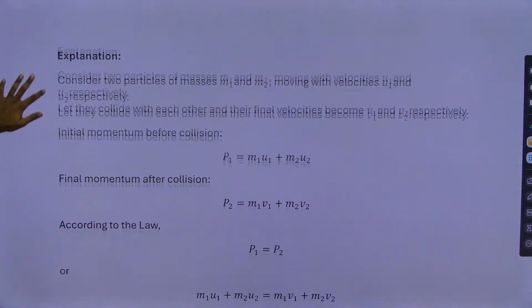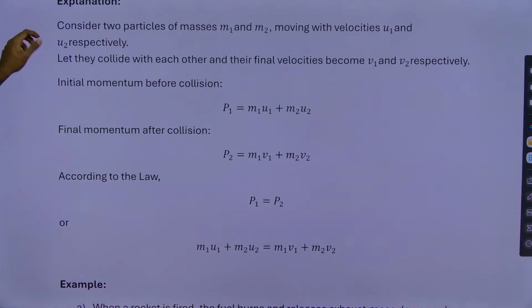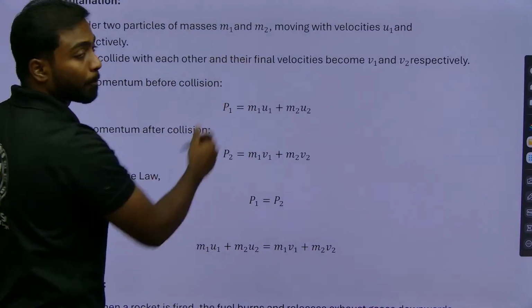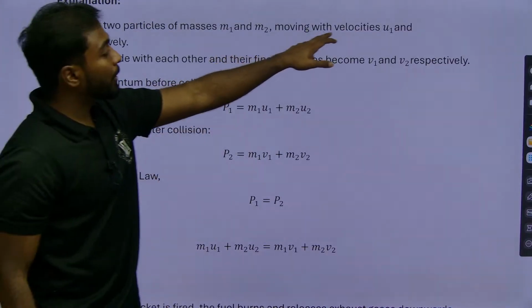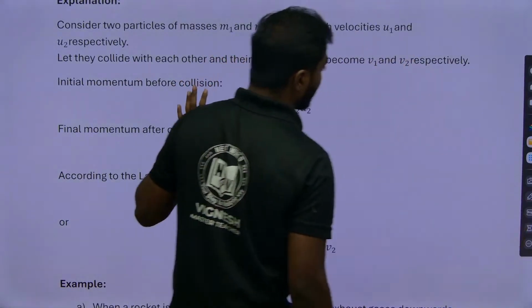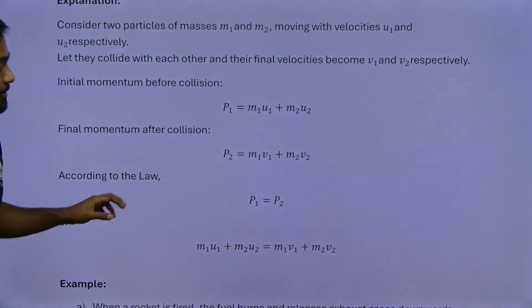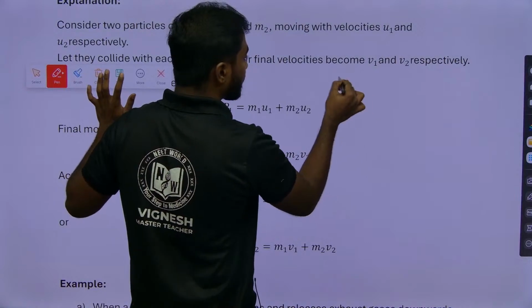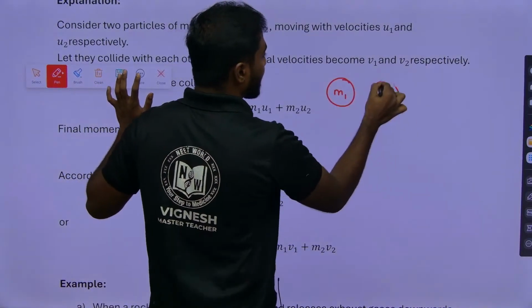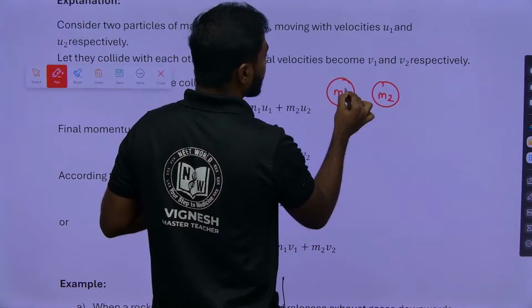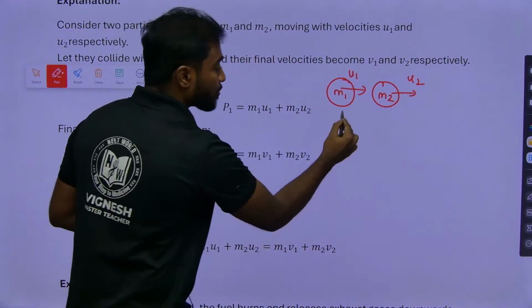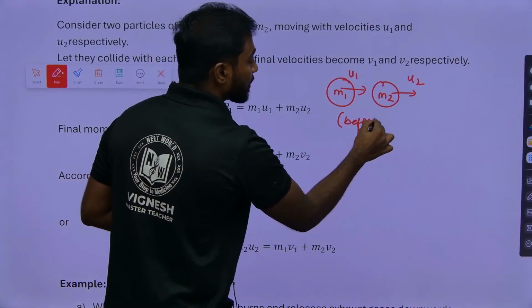So here we will give an explanation. Consider two particles of mass m1 and m2 moving with velocity. Let me give a diagram over here so it will be easy to understand. When I am talking about mass m1 and mass m2, they are moving with velocities u1 and u2. This is before collision.